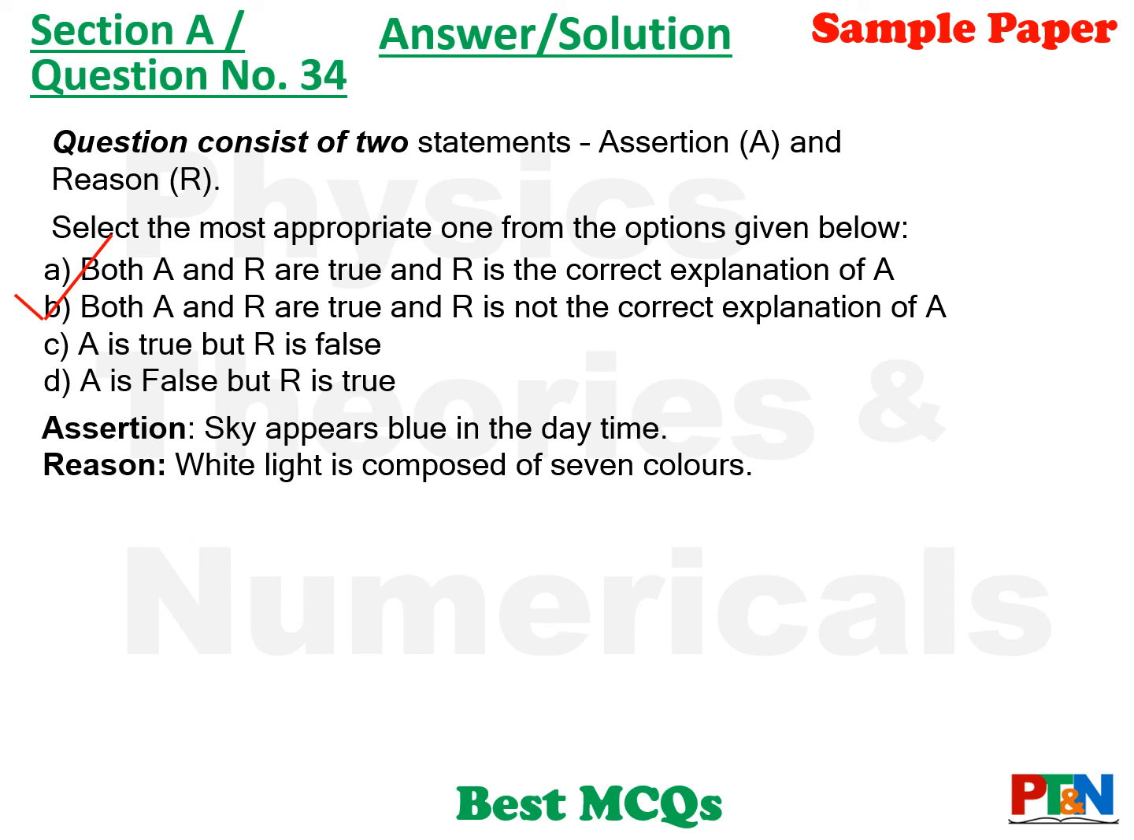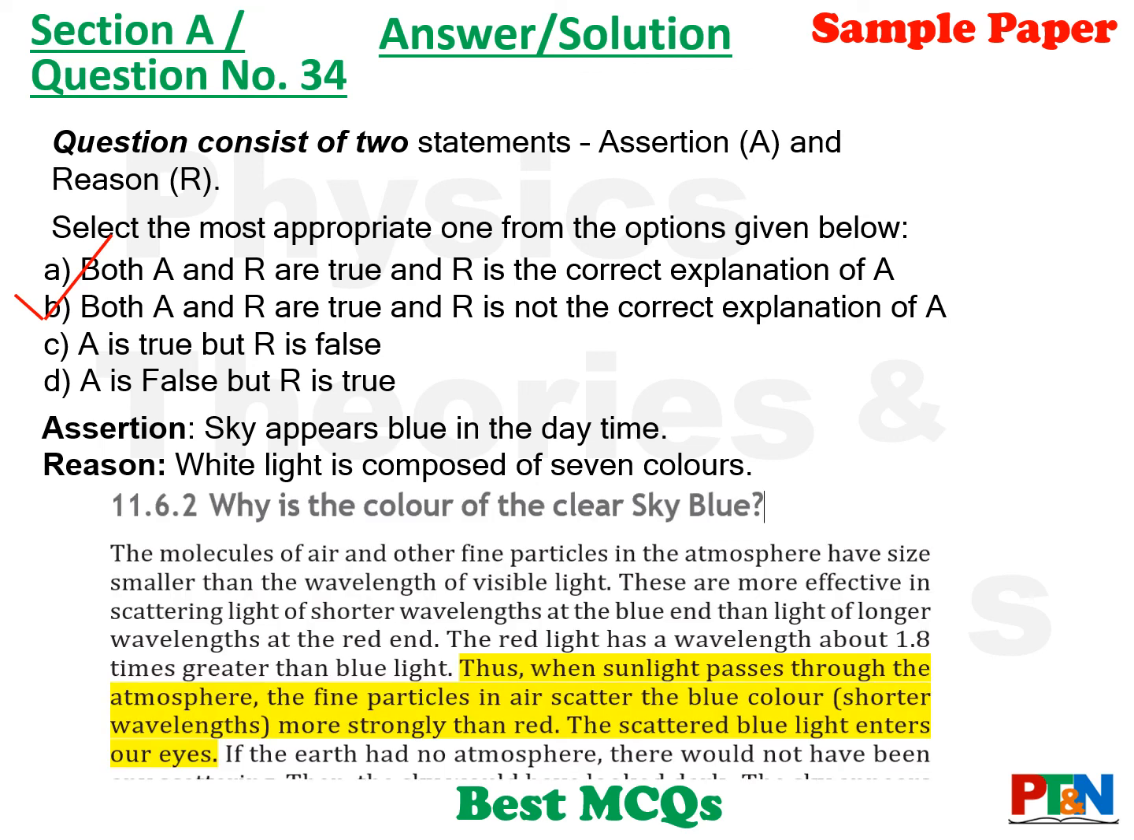What is the reason? Let's have a look at your NCERT book. I'm sure you have gone through these lines. So the reason is the small tiny particles in the air scatters blue color more strongly than any other color. So that's why the sky appears blue during the daytime.